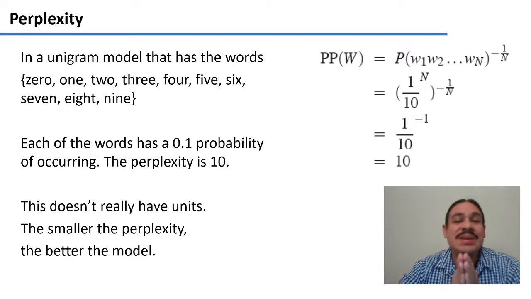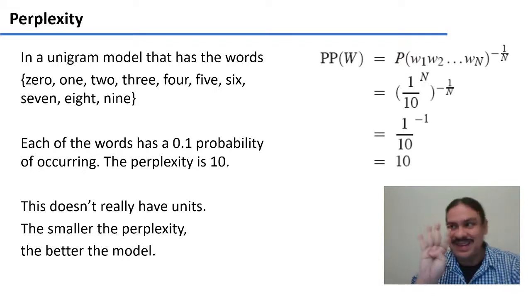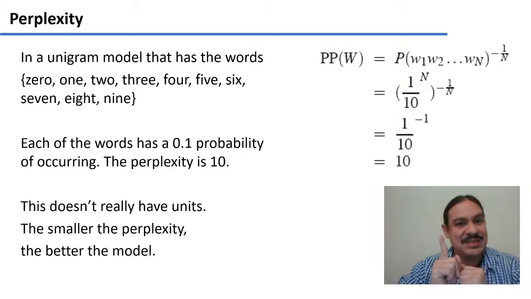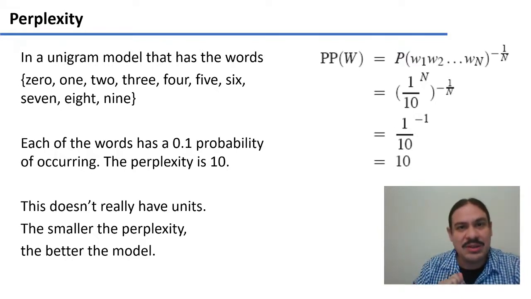Let's do a toy example with a simple unigram model with 10 words. 0, 1, 2, 7, 8, 9. These are 10 words, and that's it. So because we have 10 words, and each of them occurs only once, each of the words has a 10% probability of occurring.